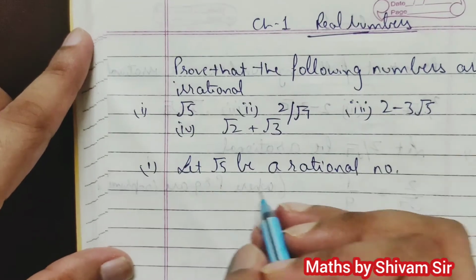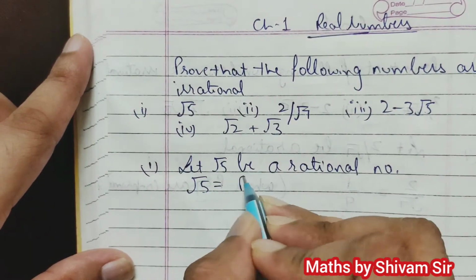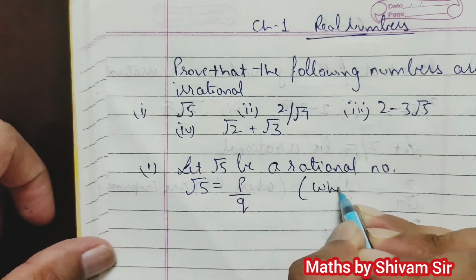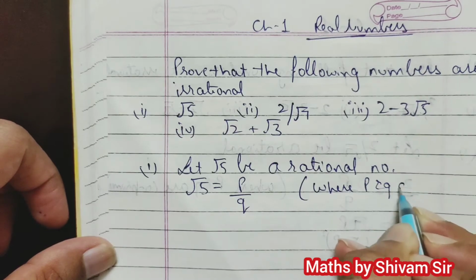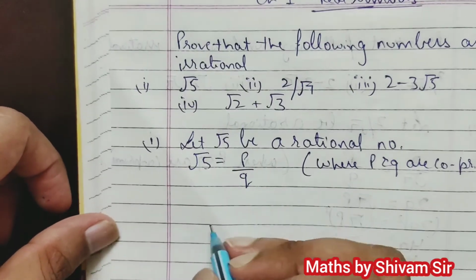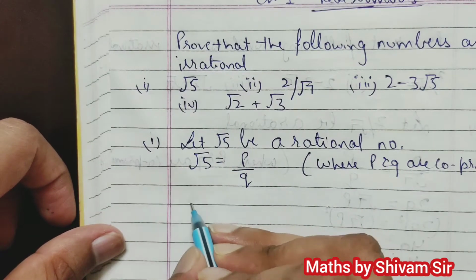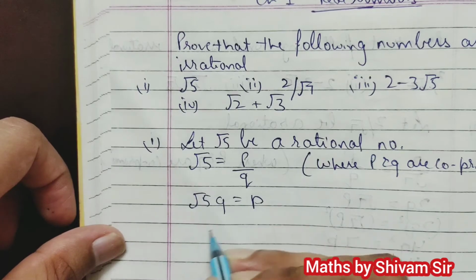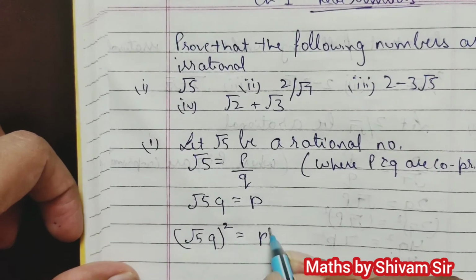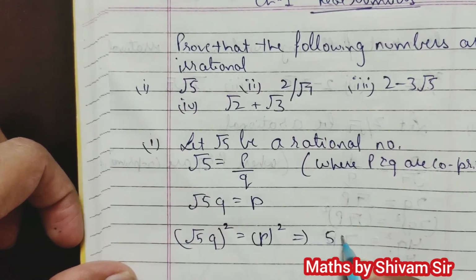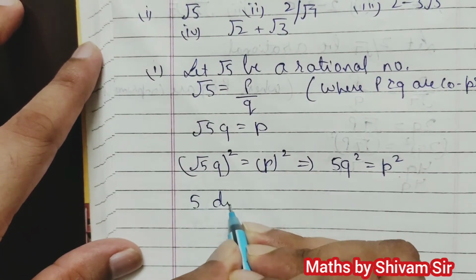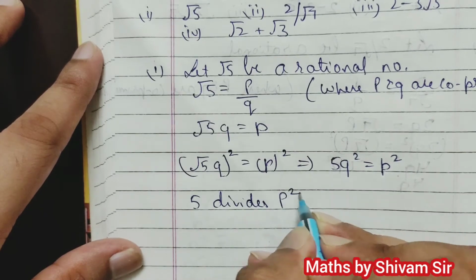Right? So if root 5 is a rational number, root 5 can be written as p upon q, because every rational number can be expressed in p by q form, where p and q are co-primes, and q is not equal to 0. So this can be written as root 5 q is equal to p. On squaring both the sides, we have root 5 q whole square is equal to p whole square. So this implies 5 q square is equal to p square. So from here we can say 5 divides p square.